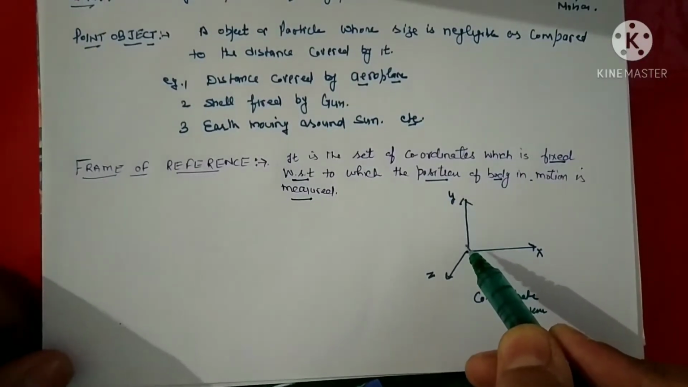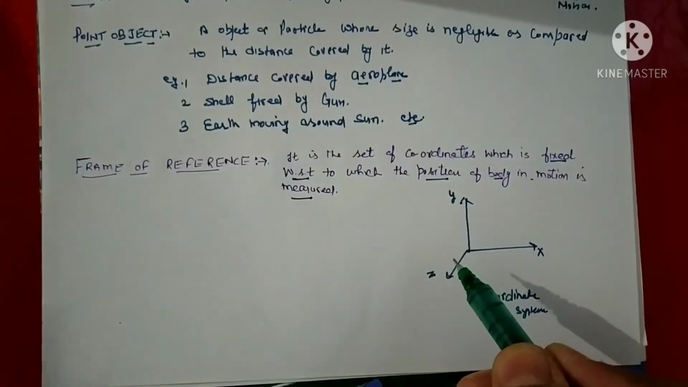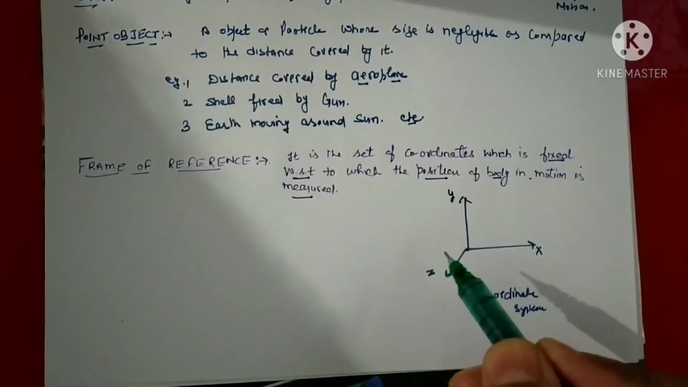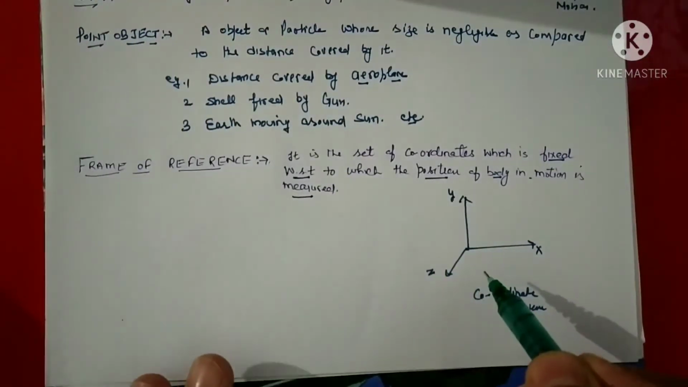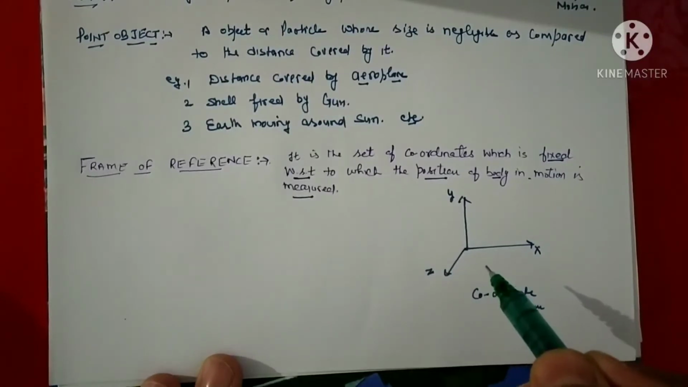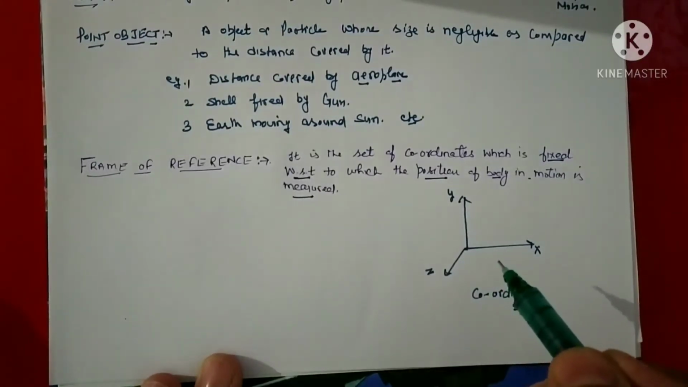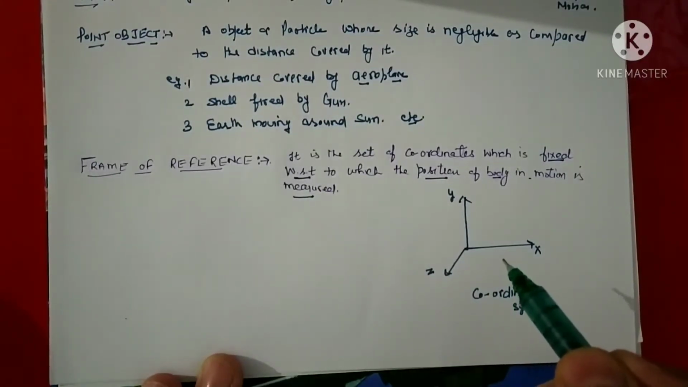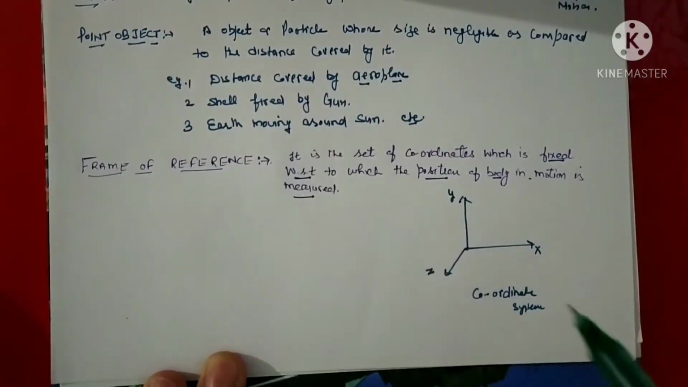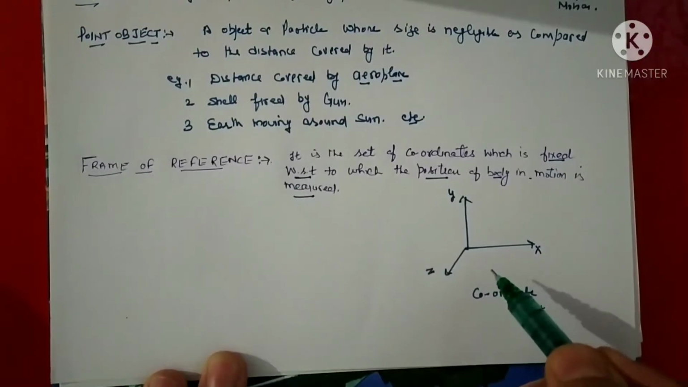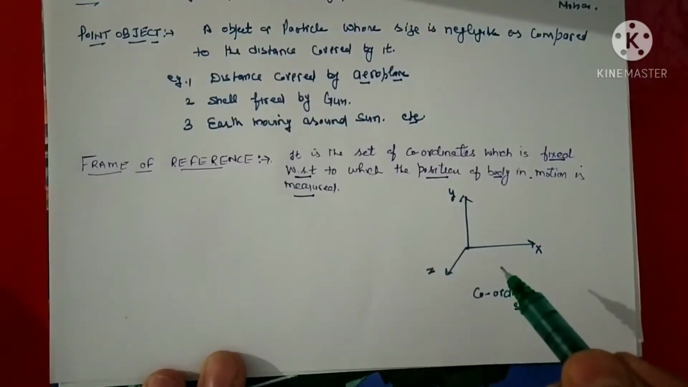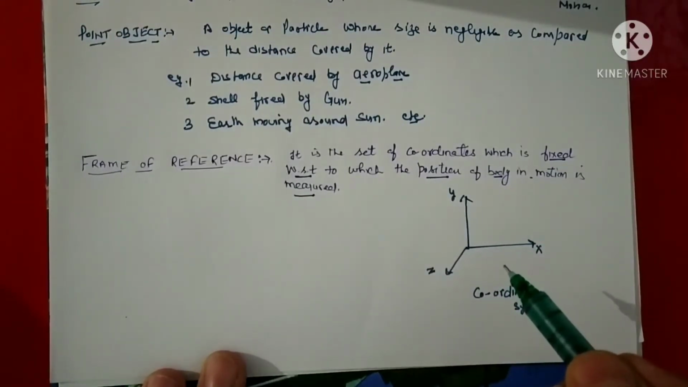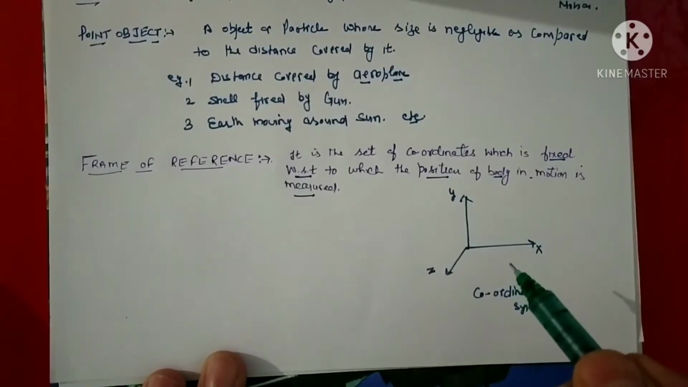Position of the body, you know that in motion, when the body changes its position from one point to another point, that position we have to find out, and what time is taken by the body to move from one point to another point is also measured with the help of this frame of reference. You know that rest and motion are relative to each other.